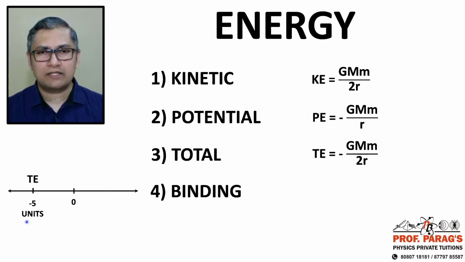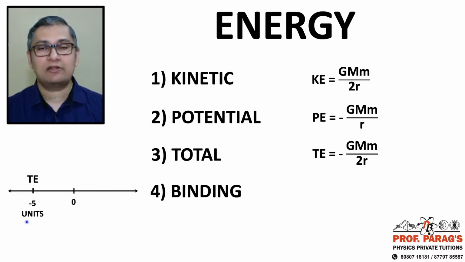You can give it more than plus 5 also. For example, suppose I give it 6 units of energy. Right now its energy is minus 5, and I give it 6 units. Then ultimately the total will become plus 1. And positive means it's free, while negative means it is bound. So anything above 0 is fine.